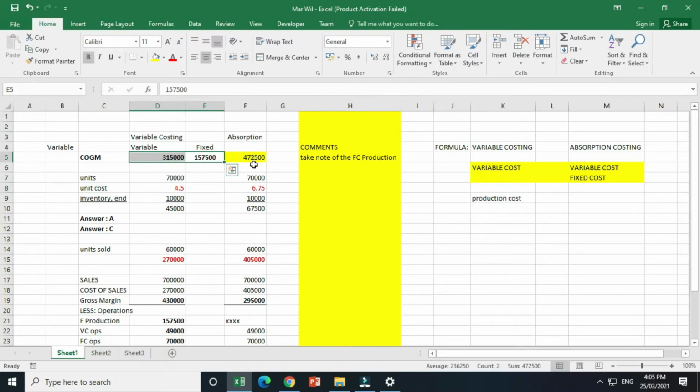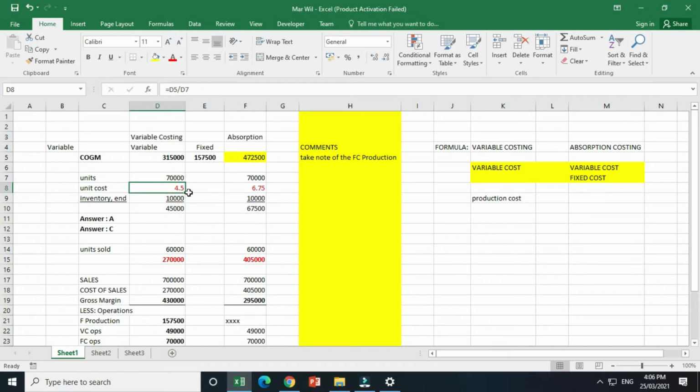So that is why if we add this, we have a total of 472,500. So that's the total production cost under each method. Take note, 315,000 versus 472,500. And we merely divide that by the units produced for the year, because that's what the problem says, and we get 4.5 and 6.75 respectively. Okay, so 4.5 for variable costing, absorption costing 6.75.